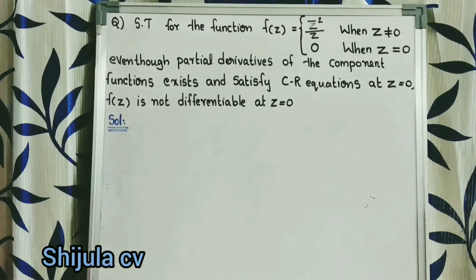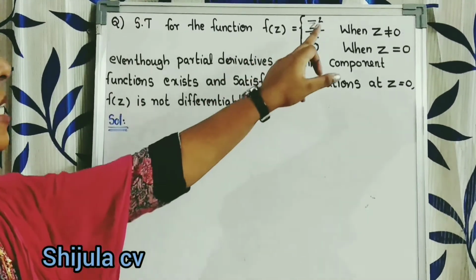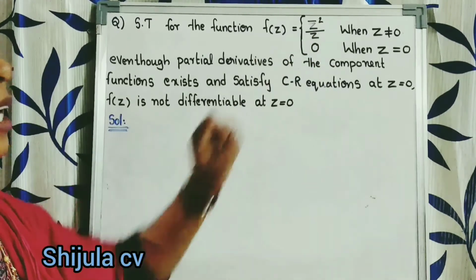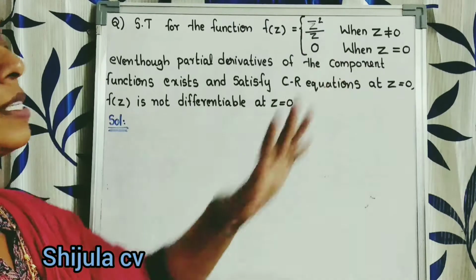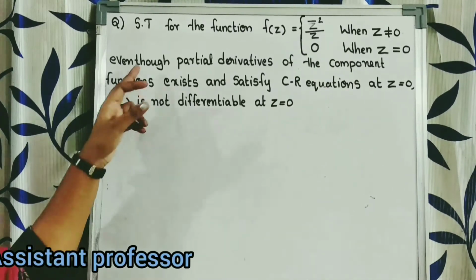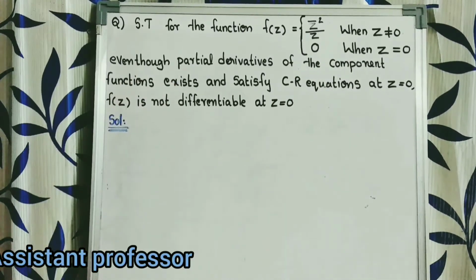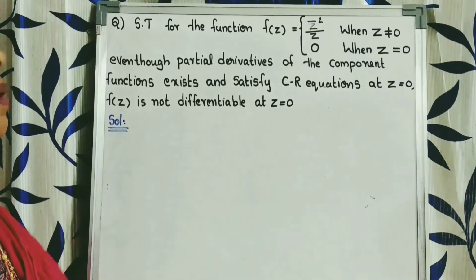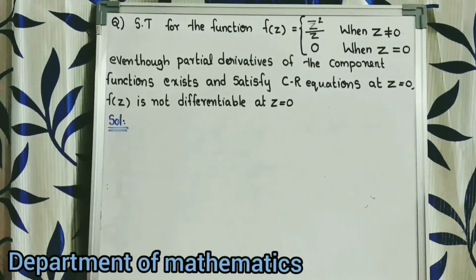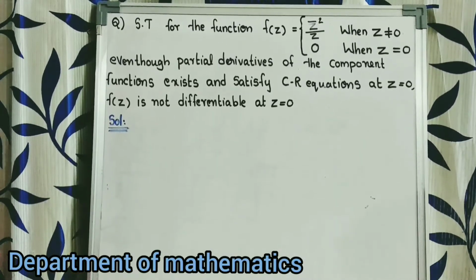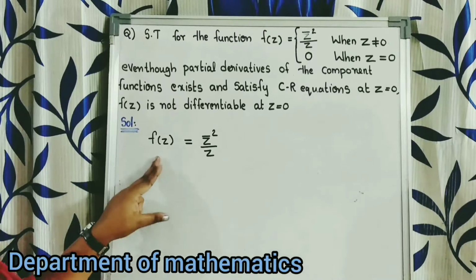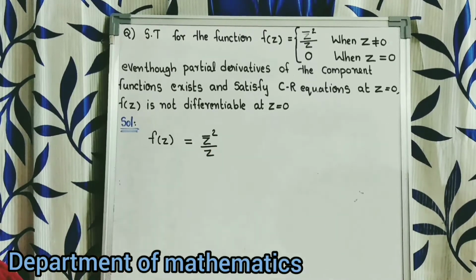For the function f of z equal to z conjugate square divided by z when z is not equal to 0, and 0 when z is equal to 0, even though the partial derivatives of the component functions exist and satisfy the CR equations at z equal to 0, f of z is not differentiable at z equal to 0.